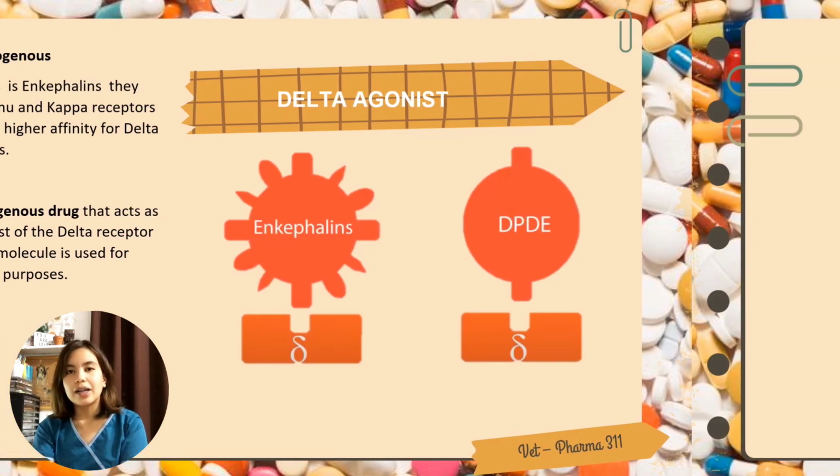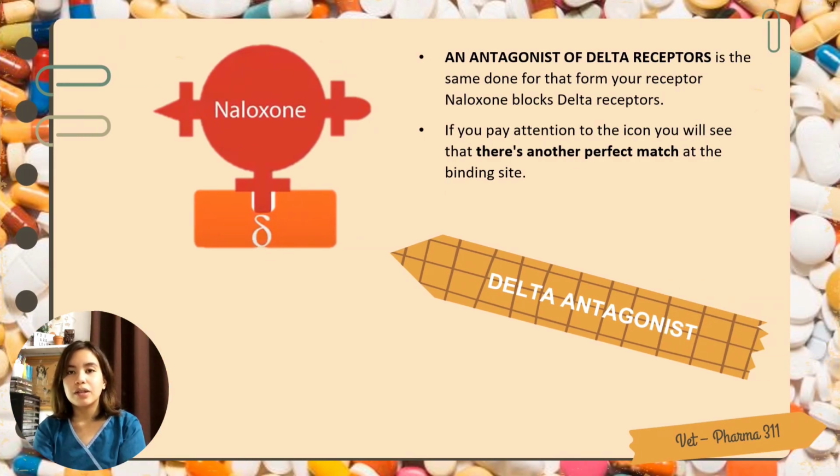The drug that acts as antagonist of delta receptor is the same one as for the mu receptor, naloxone. It also blocks delta receptors, but if you pay attention to the icon, you will see that there's another perfect match at the binding site. The intention is to show that naloxone has a lower affinity for delta receptors than for mu receptor.